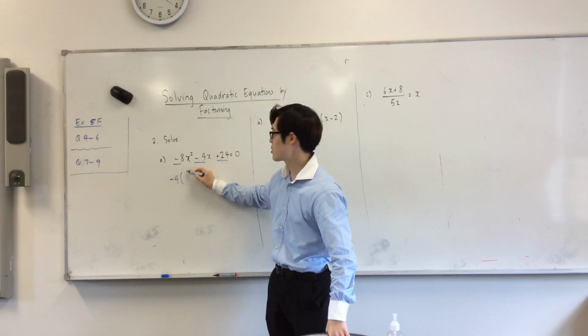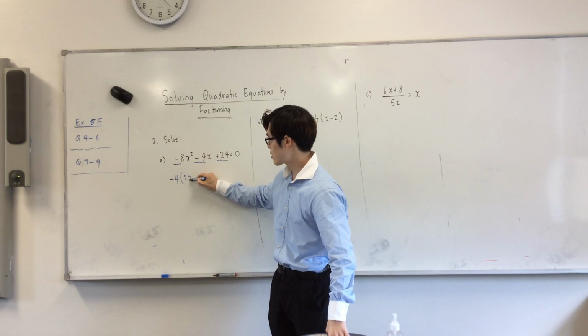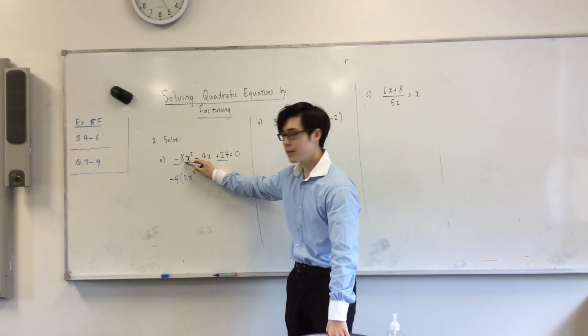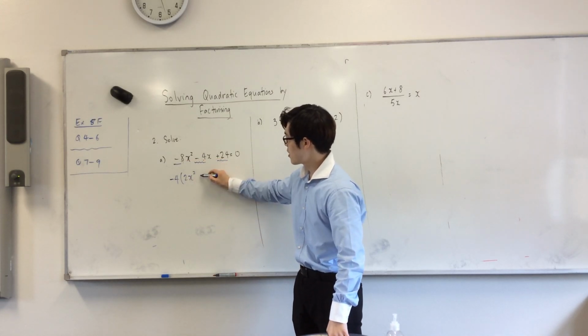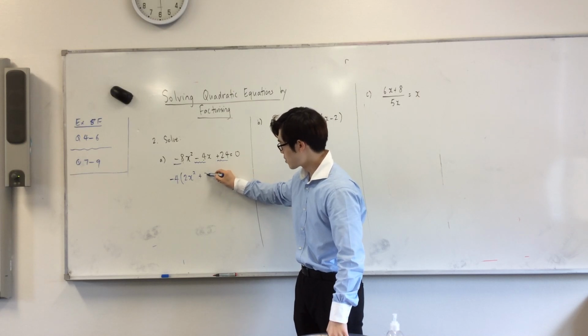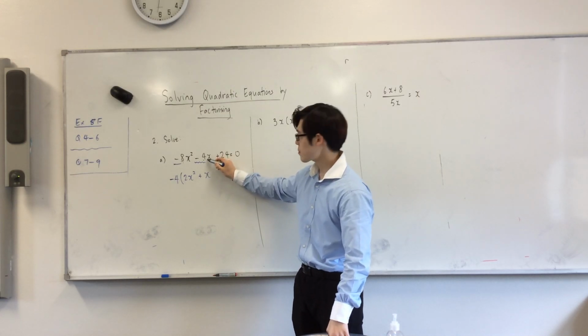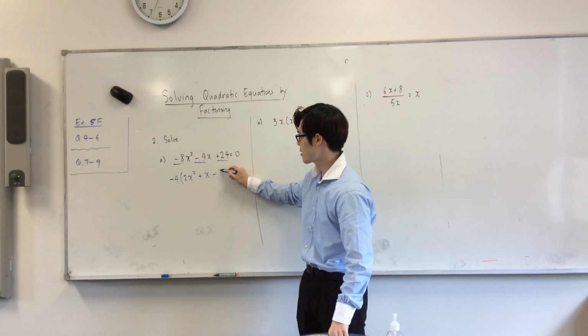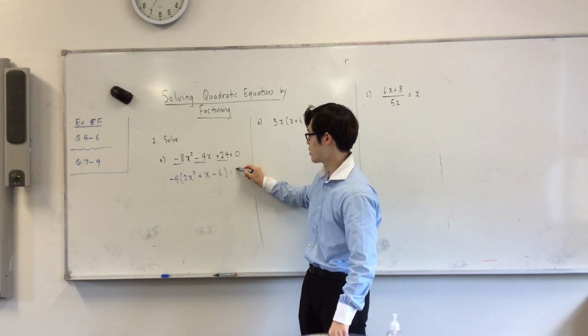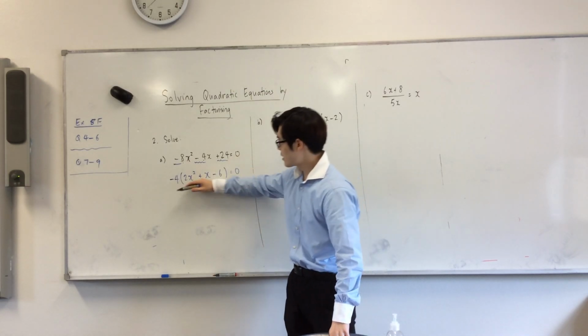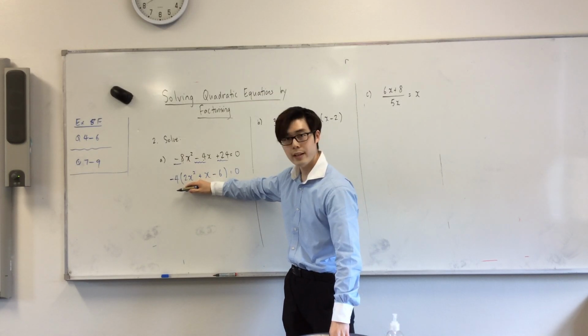So -4 times 2x squared gives me the first term. -4 times plus 1x, or just x, gives me the second term. And -4 times -6 gives me plus 24. Once I've done that, as you can see inside the bracket, we can continue factorizing that.